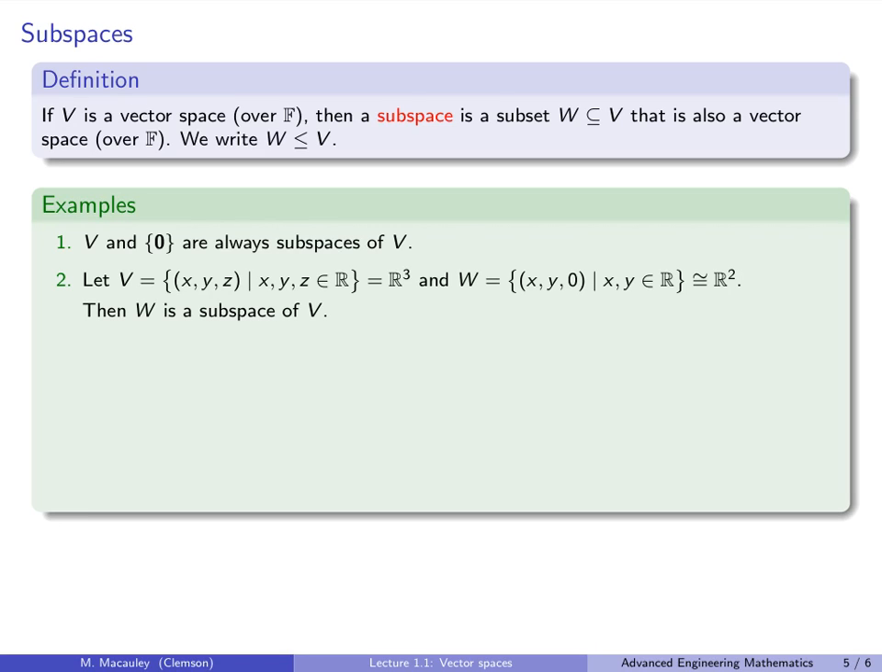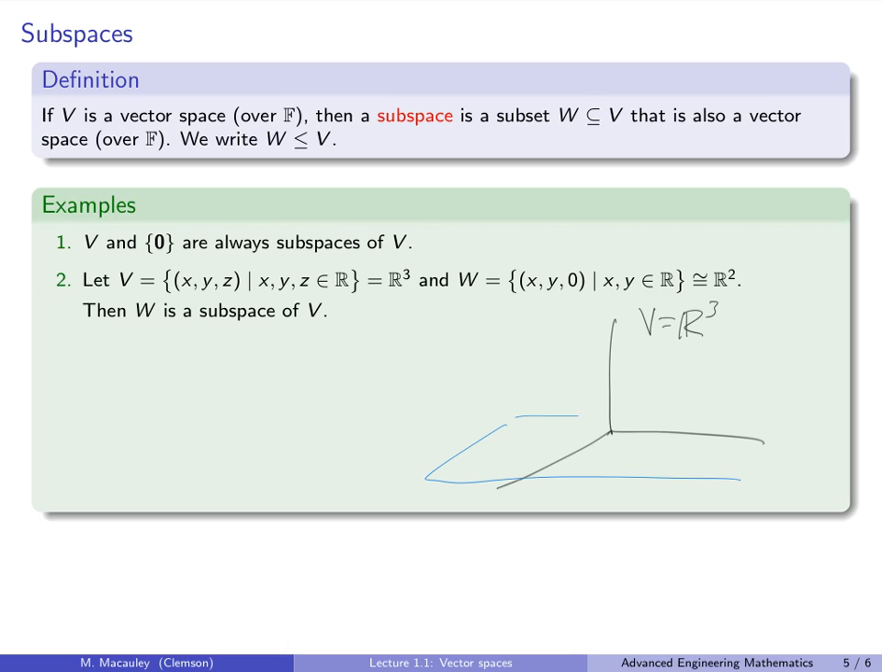Here's a less trivial example. Let's take R3 and consider the set of vectors where the z-coordinate is 0. Now we say that that's not equal to R2, but we say it's isomorphic to R2. We won't define that, but hopefully it's clear what we mean by this, that this looks like R2. It's got the same structure. So here's V, which is R3, and geometrically, W is just the xy plane.